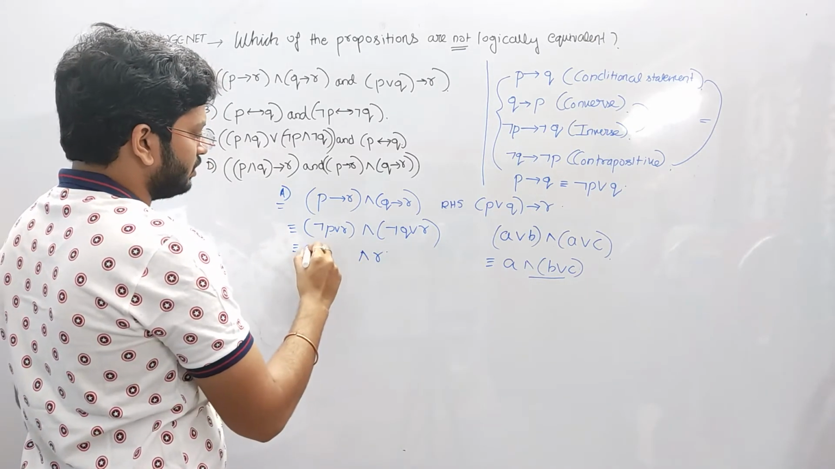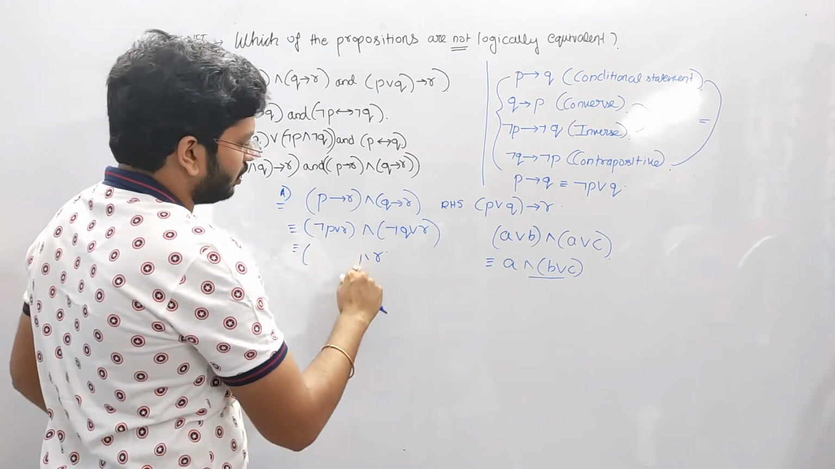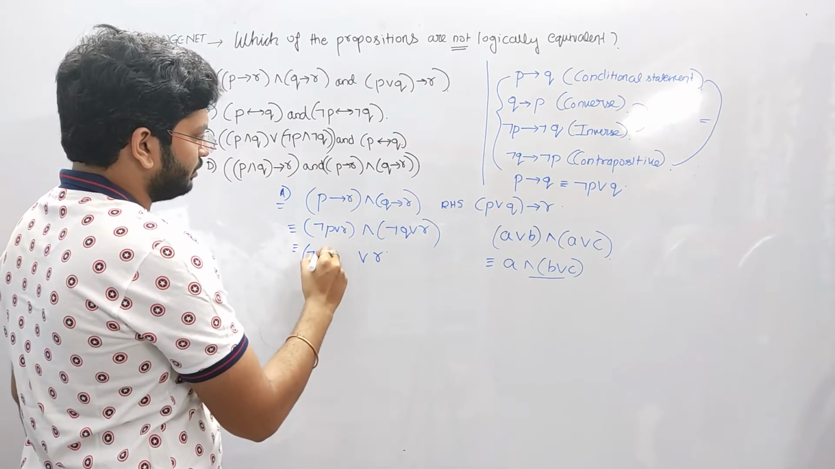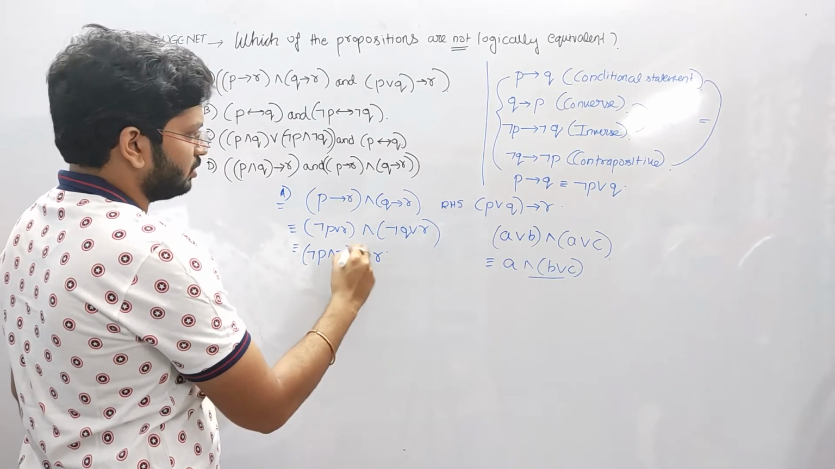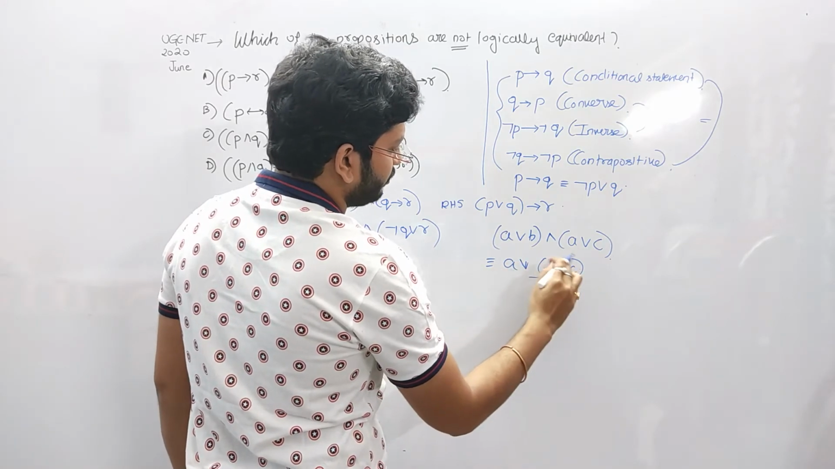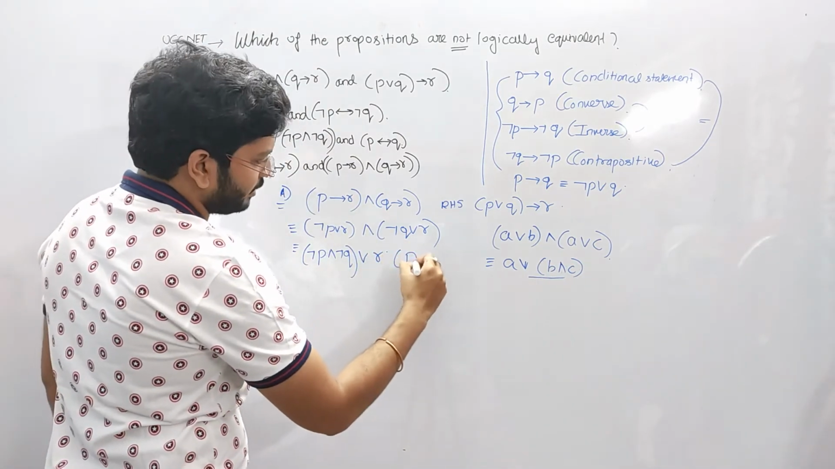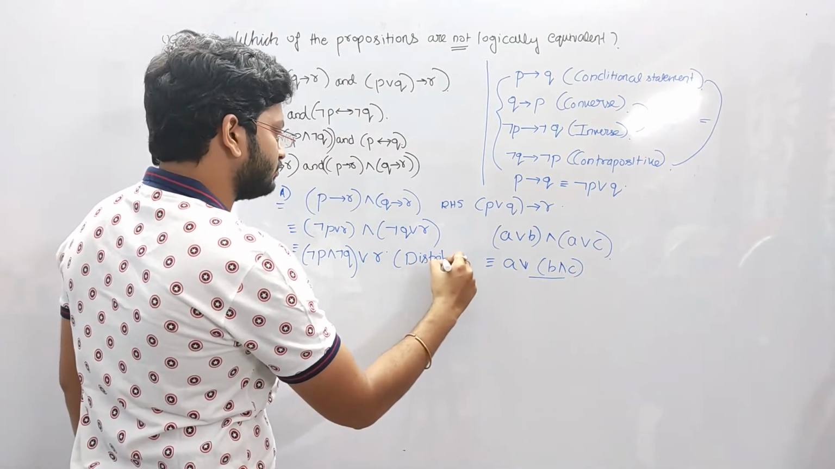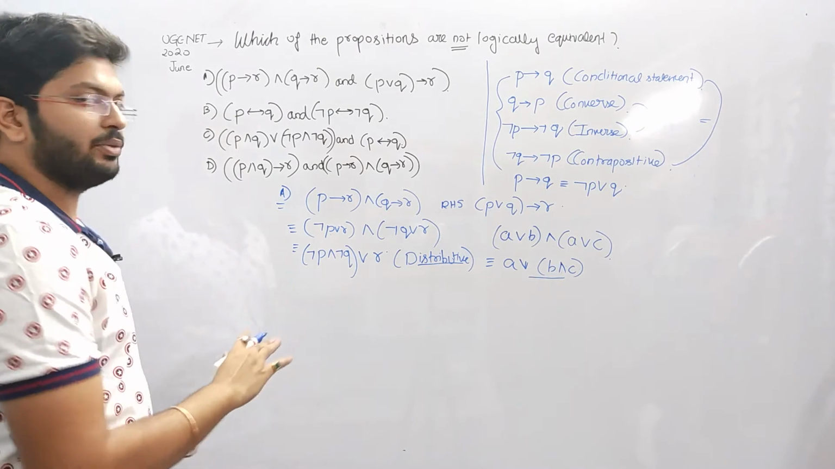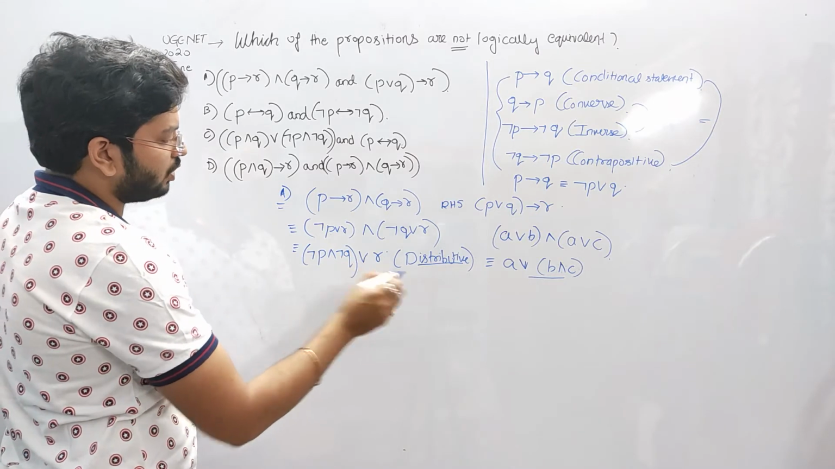and R. Sorry, I made a mistake here. It will be or R. This one will be or, and this one will be negation P and negation Q. So it's a bit of a mistake here. Sorry. This will be and. Okay, simply it is the distributive law. You have to remember some of the laws of propositional logic, then it will be easy to solve. Okay, now I am getting negation P and negation Q or R.